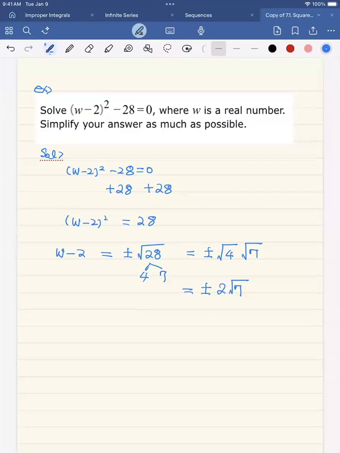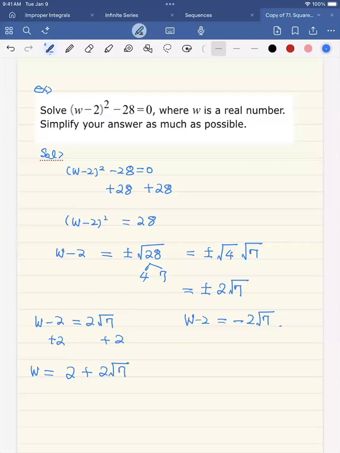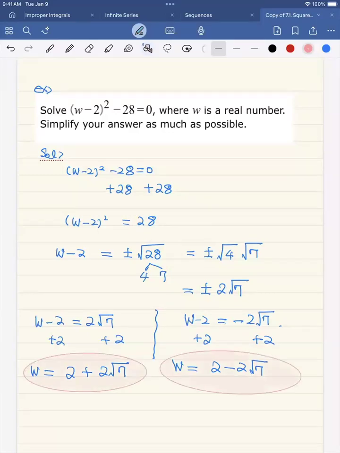So we have two cases that can be interpreted as w minus 2 equals 2 square root of 7, or w minus 2 equals minus 2 square root of 7. So we add 2 on both sides, then we have w equals 2 plus 2 square root of 7. On the other side, we have w minus 2 is minus 2 square root of 7. We add 2 on both sides, then w equals 2 minus 2 square root of 7. So we got two answers. Both are irrational numbers, conjugate numbers.